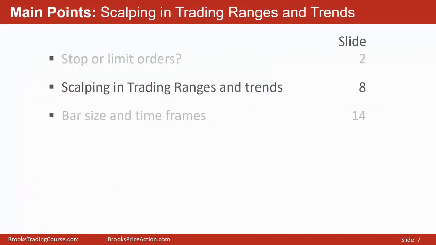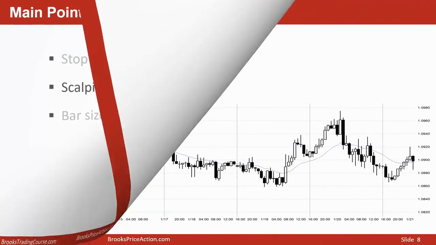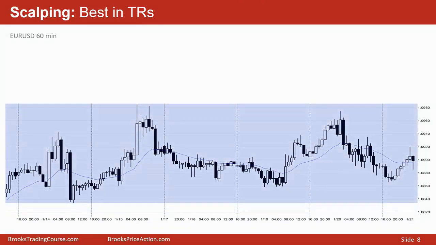Scalping in trading ranges is a very popular thing to do. You can also scalp in trends. Here is a 60-minute euro versus the dollar chart. And a lot of times, scalping is the only way to make money, and swing traders are not going to be making money. So if the market looks like this, a swing trader is not going to be making money, but a scalper can.